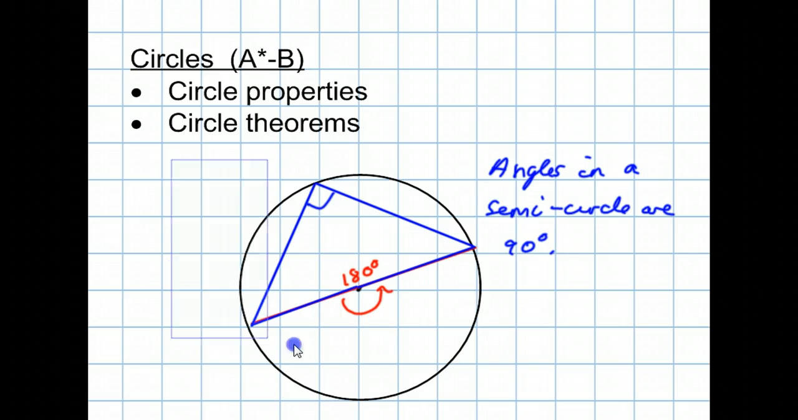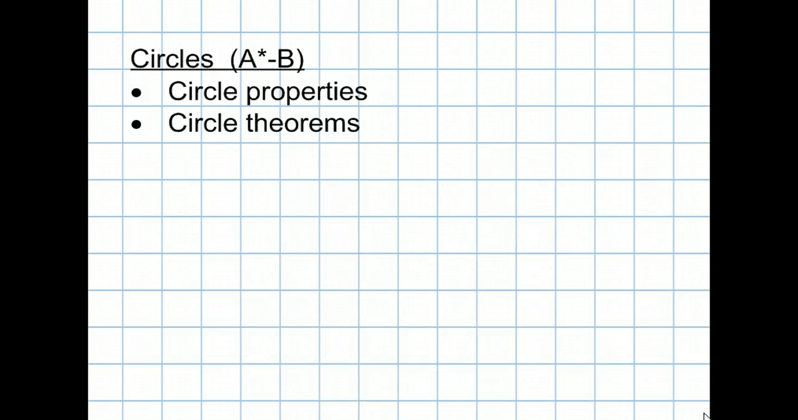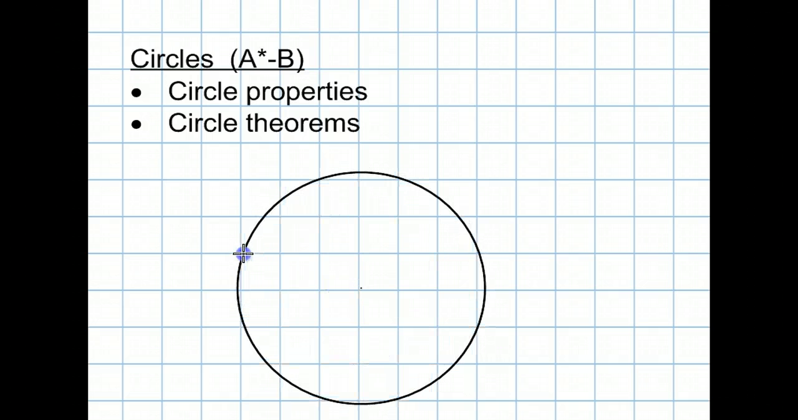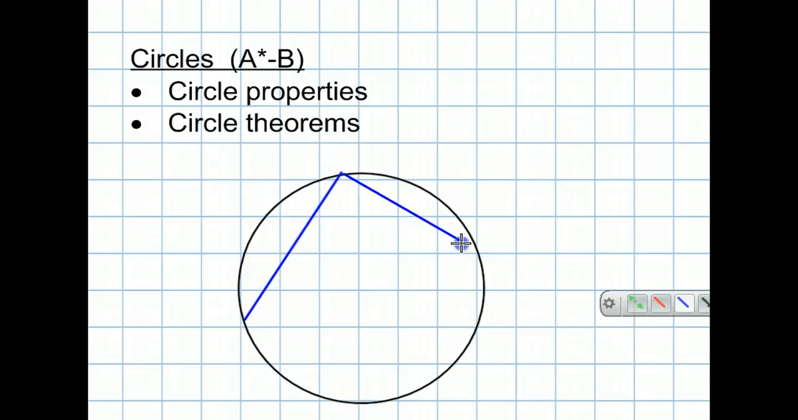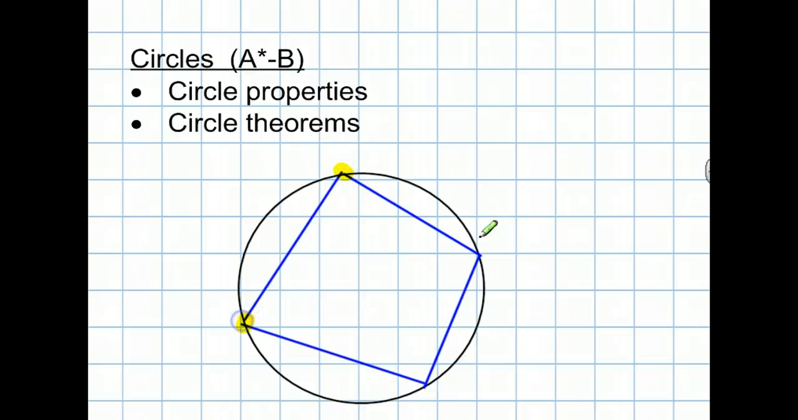Right, there's two more theorems to go through. These seem to be ones that are most regularly forgotten. This one here involves a quadrilateral in which all four vertices of the quadrilateral lie on the circumference of the circle. And the theorem is this: that opposite angles add up to 180.